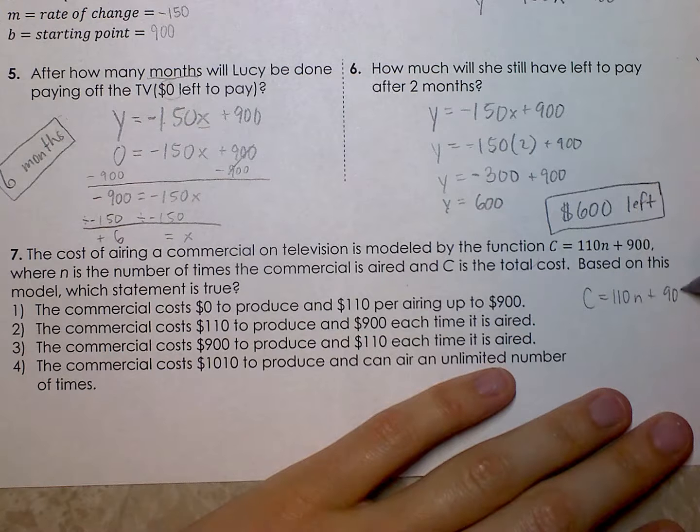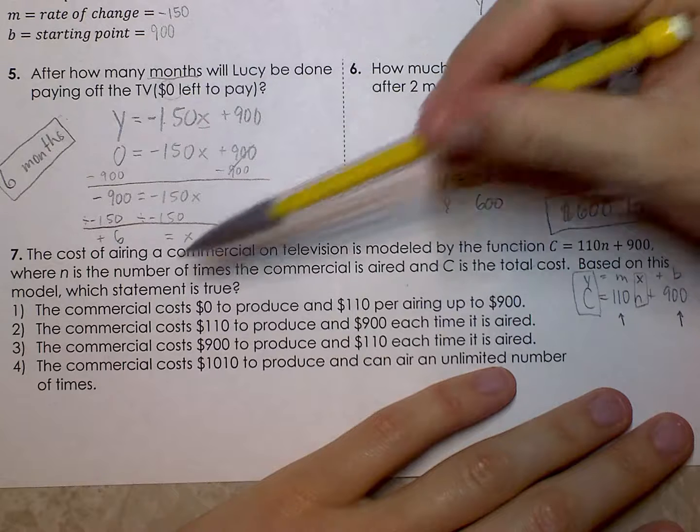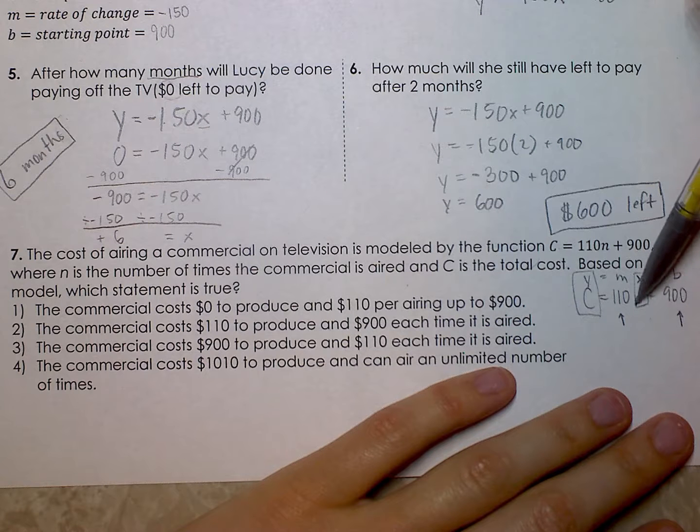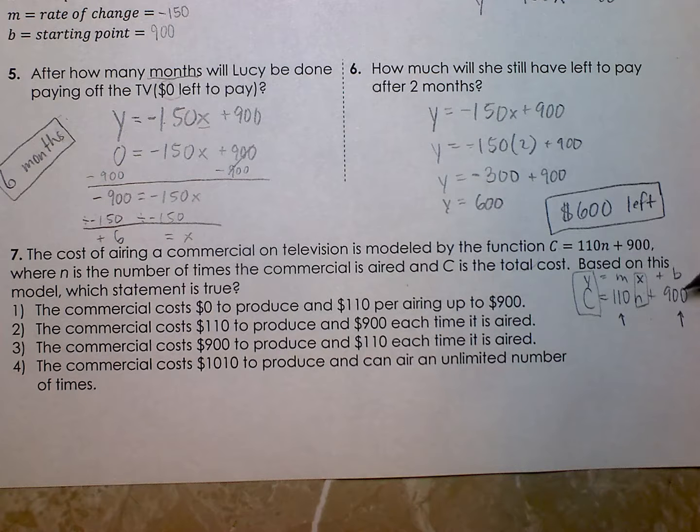So this is the equation, and we can see that y equals mx plus b, right? We see there's a variable and a variable. This must be the rate of change, and then this must be the starting point. So n is the number of times the commercial has aired. So it seems like the cost goes up every time it airs on TV, but even before it airs on TV at all, the cost is 900, right? Even if n was 0, the number of times it aired on TV, 110 times 0 would be 0, but the cost would still be 900. So the starting cost is 900 somehow, and then it goes up 110 every time it airs.